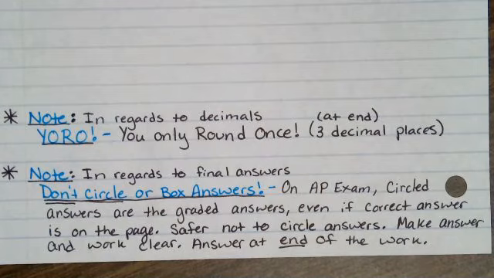So just keep all that in mind. We will definitely see more and more things come up, but those are some big takeaways I want us to go ahead and start practicing. If you need a decimal, round at the end to 3 decimal places. And we're going to try not to circle or box our answers as much as possible.